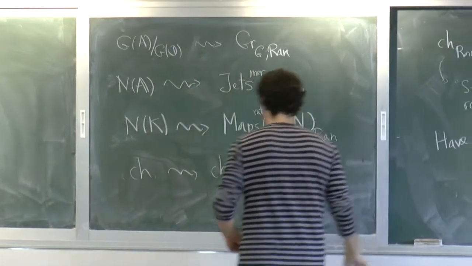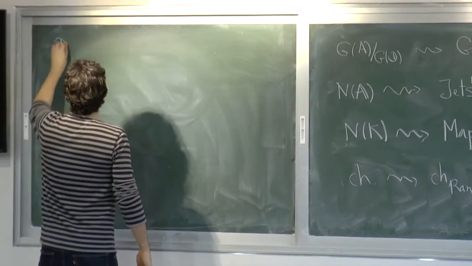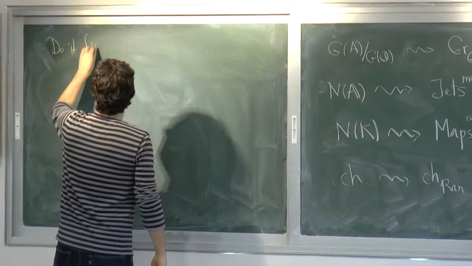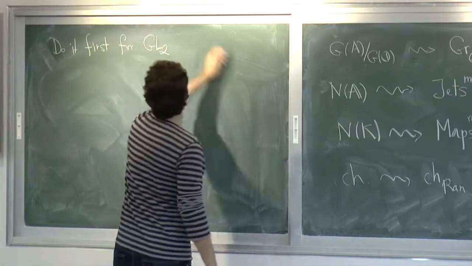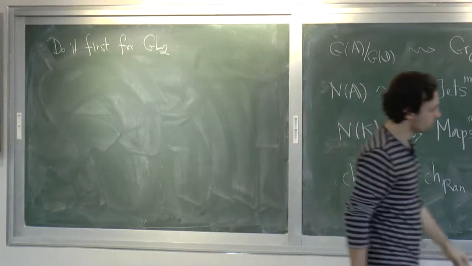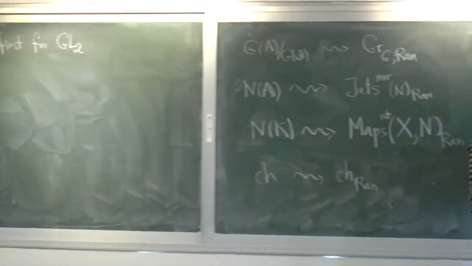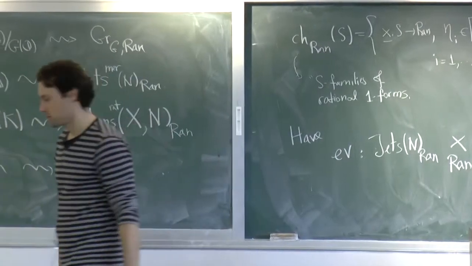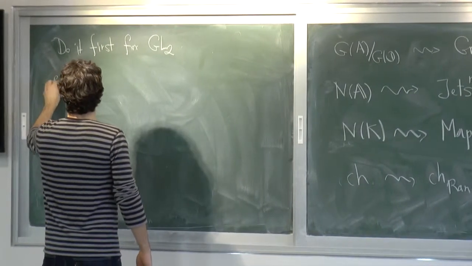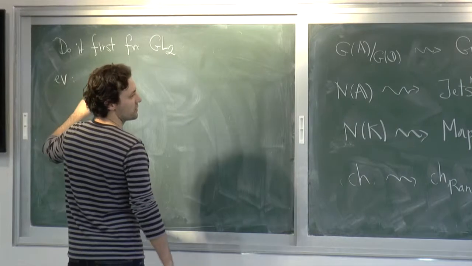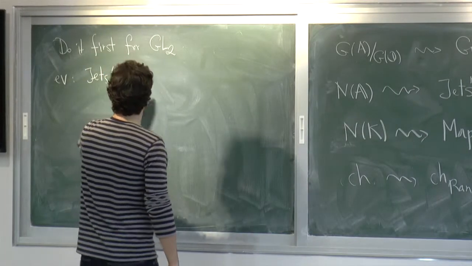So let's do it first for GL2, and then it will be obvious how to do the rest. So what is it for GL2? What's an S-point of jets N? I have to describe this map for any S-points. So that's jets of G(A).